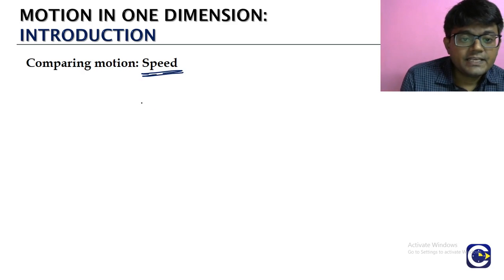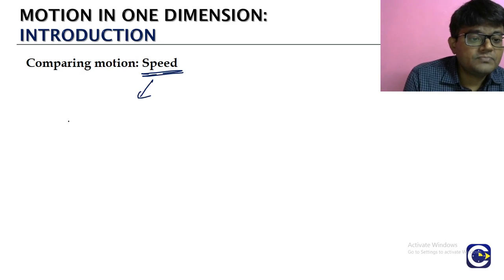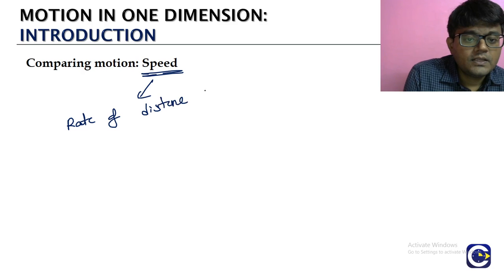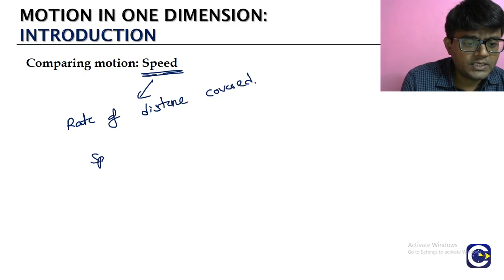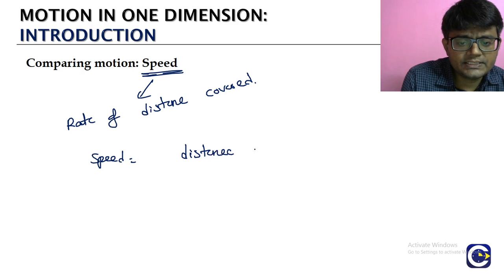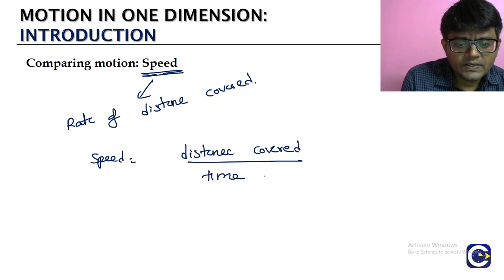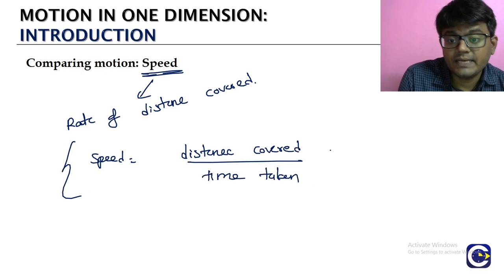So speed is defined as the rate of distance covered. It's a very simple definition. It's defined as the rate of distance covered. Means speed will be equal to distance covered by the time taken. So how do you define the speed? Distance covered by the time taken.